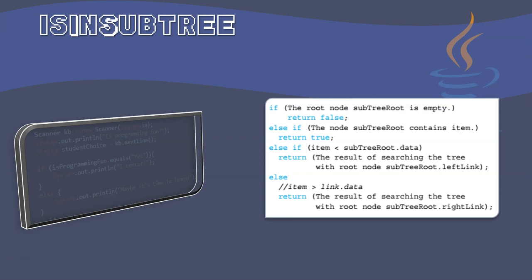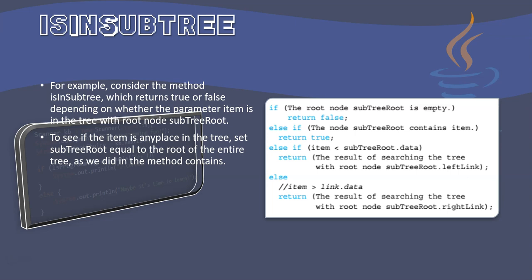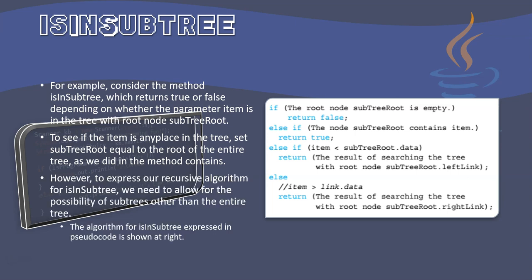If we go ahead and look at isInSubtree, this is one of our methods here. We have some pseudocode to process this. This method simply returns true or false depending on whether or not the parameter item is in the tree with root node subtreeRoot. To see if the item is anywhere in the tree, we simply set subtreeRoot equal to the root of the entire tree, as we did within the method contains. However, if we want to express our recursive algorithm, we need to allow for the possibility of subtrees other than the entire tree.